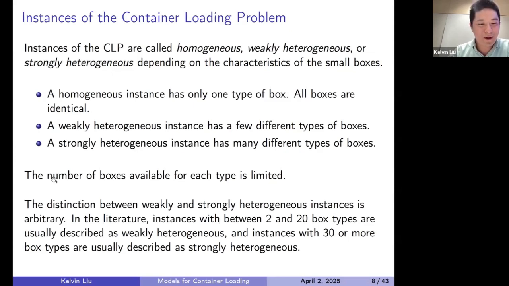As you can tell, it's easy to tell when an instance is homogeneous. All the boxes are identical, there's only one type of box. But distinguishing between weakly and strongly heterogeneous instances is quite arbitrary. Usually in the literature, we designate instances with less than 20 box types as weakly heterogeneous, and instances with 30 or more box types as strongly heterogeneous. But this is just a convention. There's no hard and fast rule about it.